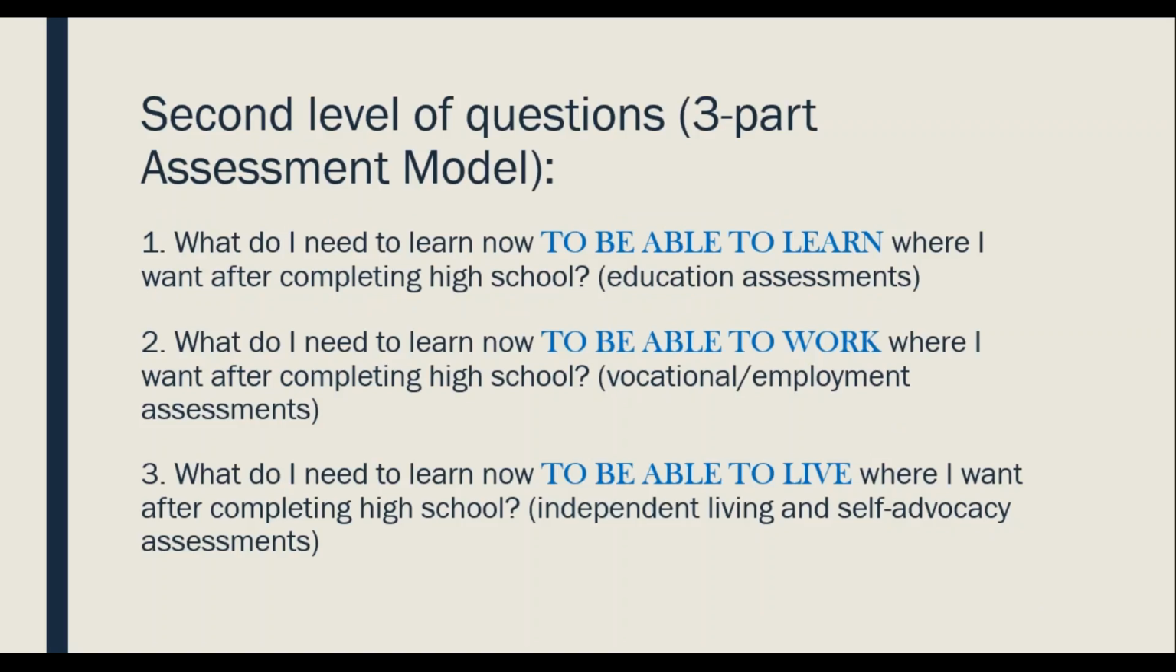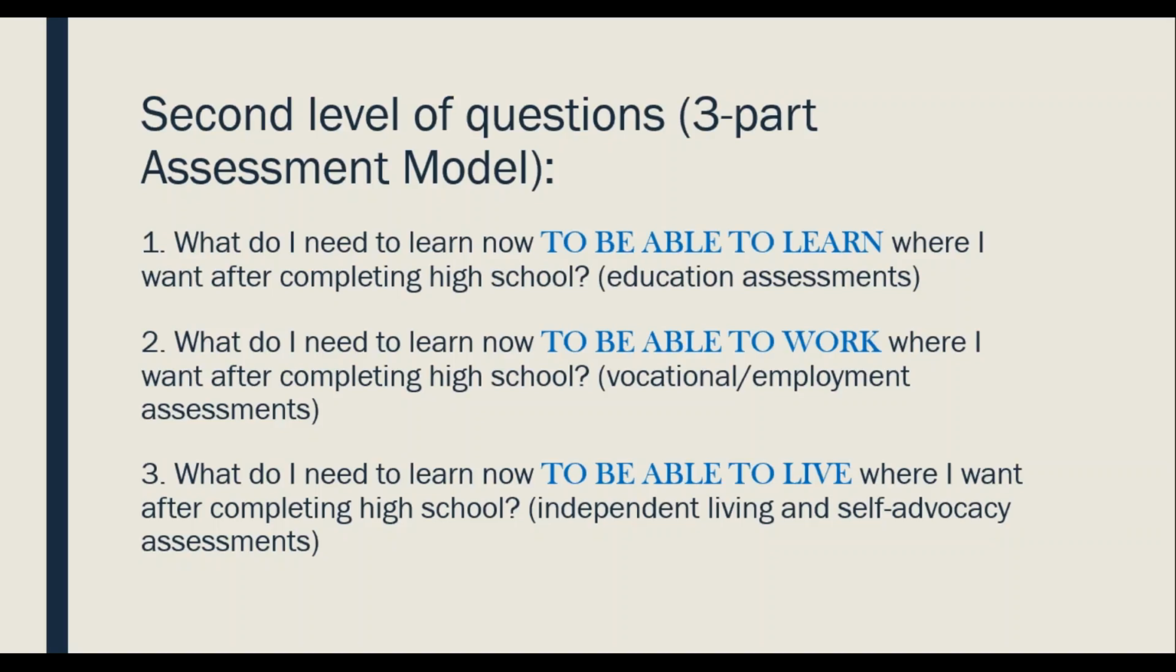So once those three initial goals are set, we have the second tier or the second level of questions that really reflect what's going to happen to make those goals achievable for the students. The first question was, where does the student want to learn after completing high school? So we need to ask then, what do I need to learn now to be able to learn where I would like to after completing high school? So in order to reach that goal, what do I need to do during the high school years in order to make that happen? So these would be the education assessments.